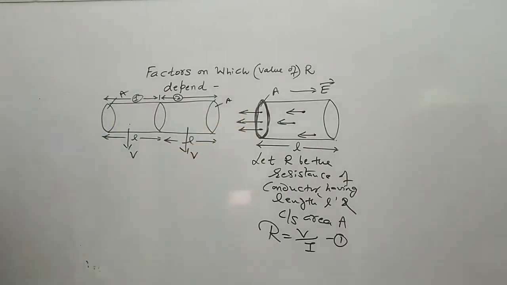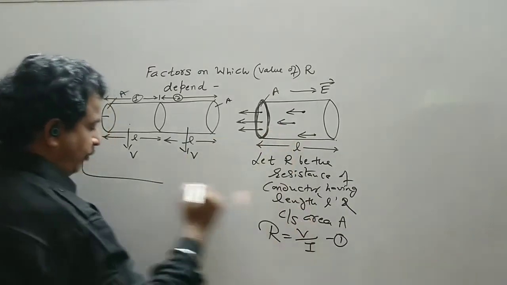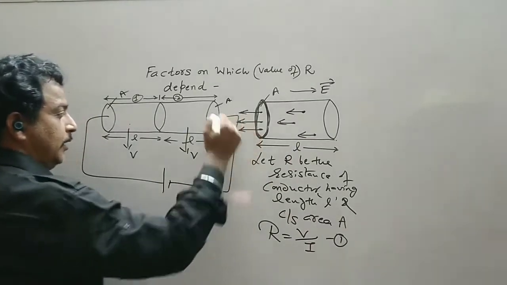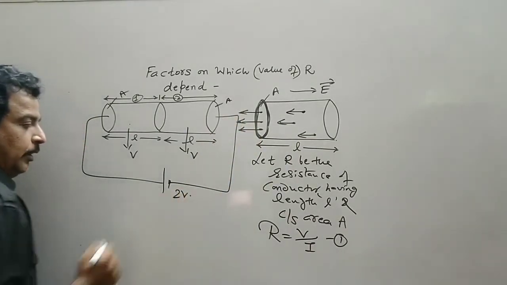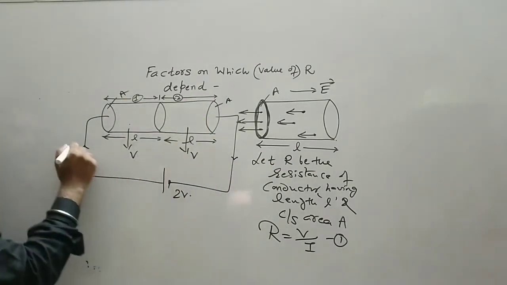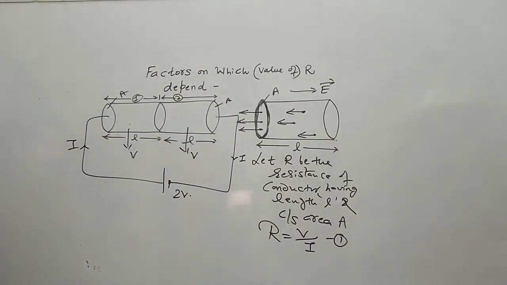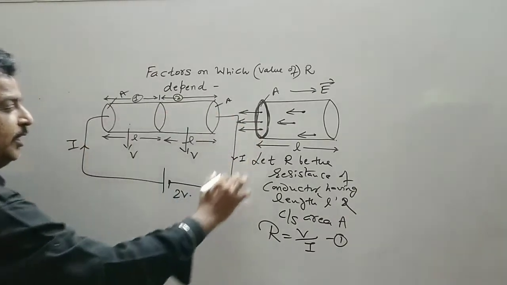So I have to connect a 2V battery. Now as far as the current is concerned, there I connected a battery of V volt, here I am connecting a battery of 2 volt. Now the current in both the conductors remains the same. So there will be no division of the current.